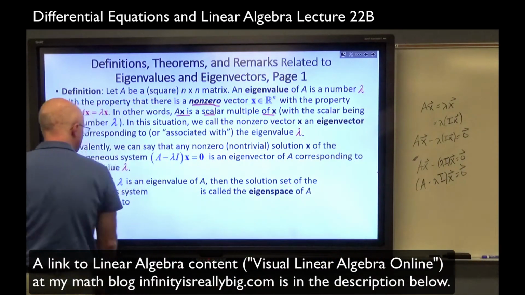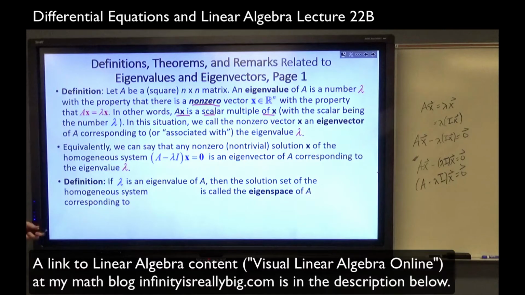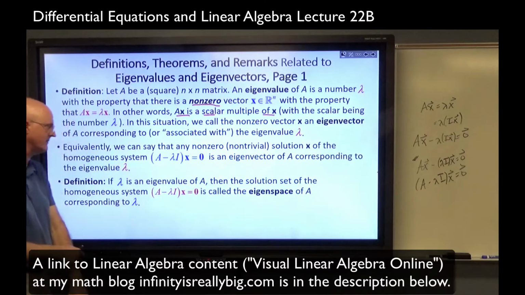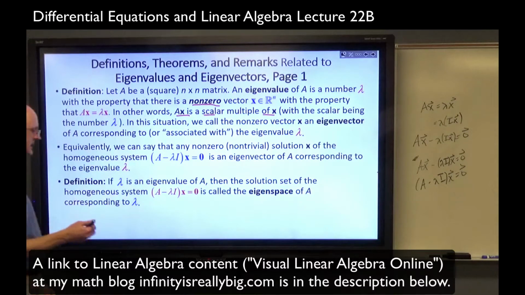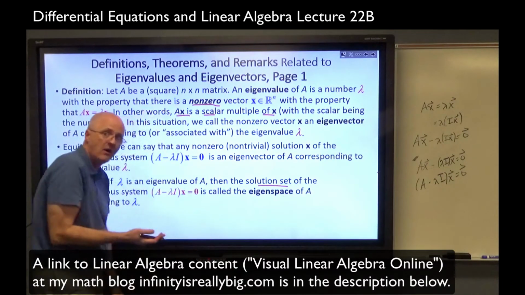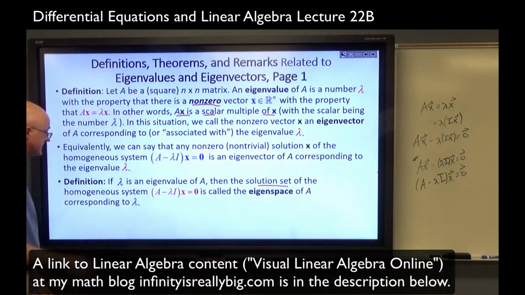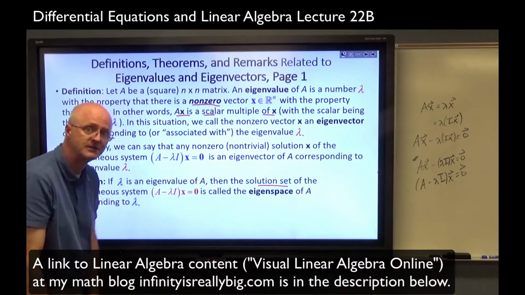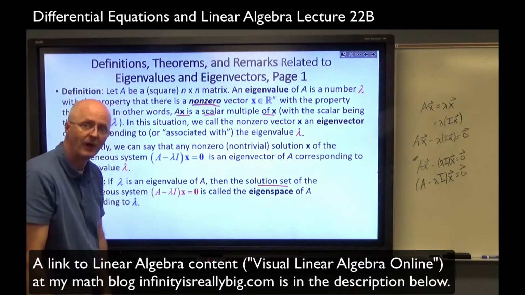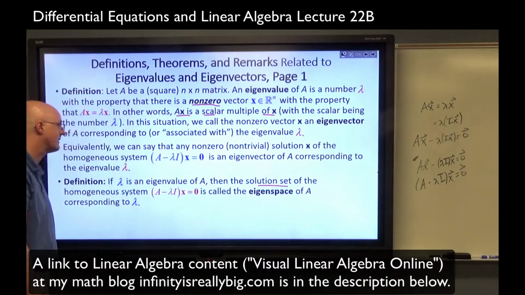Another definition. If lambda is an eigenvalue of A, then the solution set of this homogeneous system is called the eigenspace of A corresponding to the eigenvalue lambda. Say that again. Lambda is an eigenvalue. The solution set, all the solutions of this homogeneous system, which will be the null space here for that matrix. When lambda is an eigenvalue, there will be non-trivial solutions, by definition.